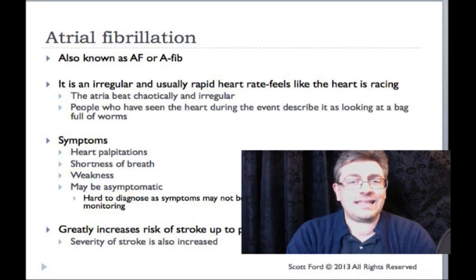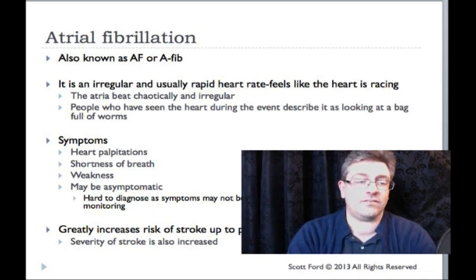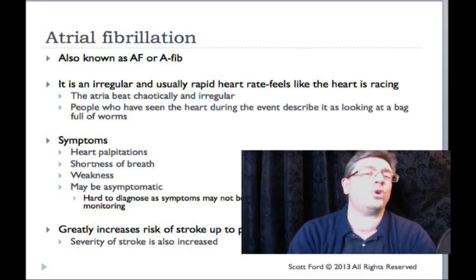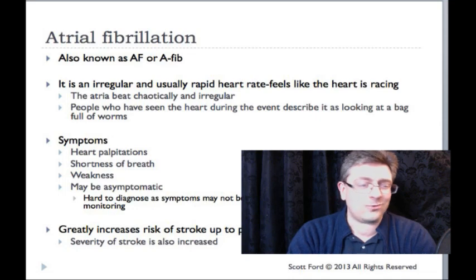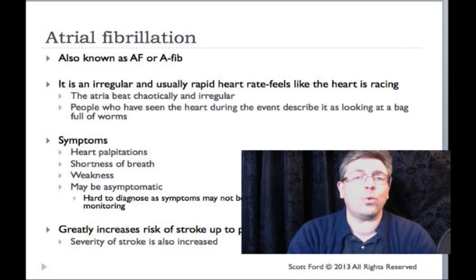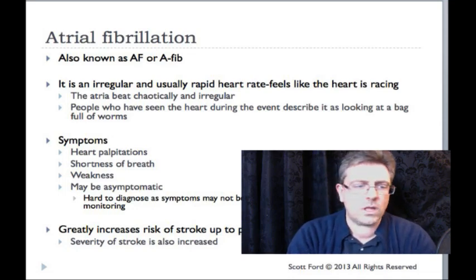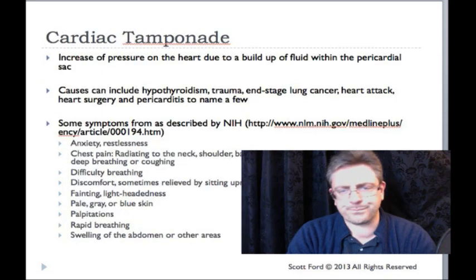And to make it even worse, not only do you have an increased chance of having a stroke, but if you do have a stroke, it's going to be even worse than somebody who has a normal stroke. Not that a stroke can be normal, but this is going to be even worse. So it increases your risk of stroke a lot, and the severity of the stroke will be very, very bad.